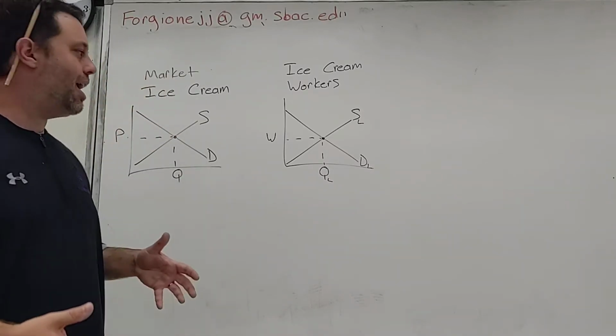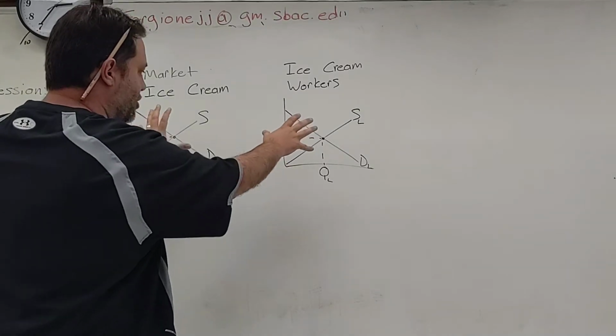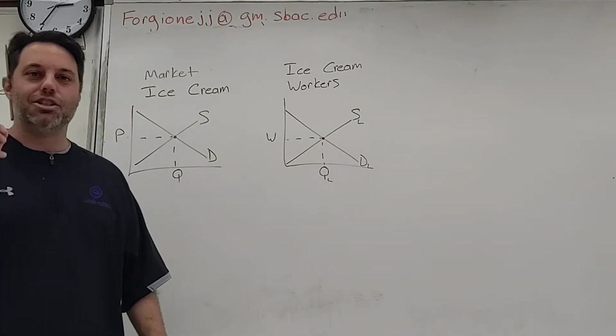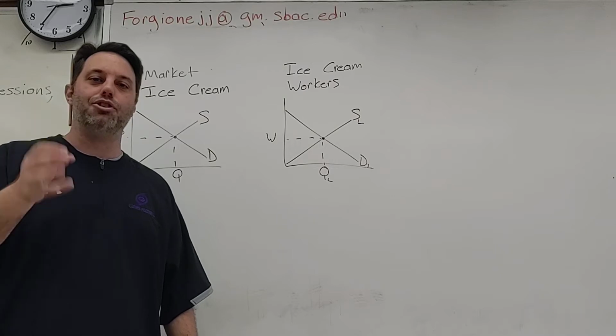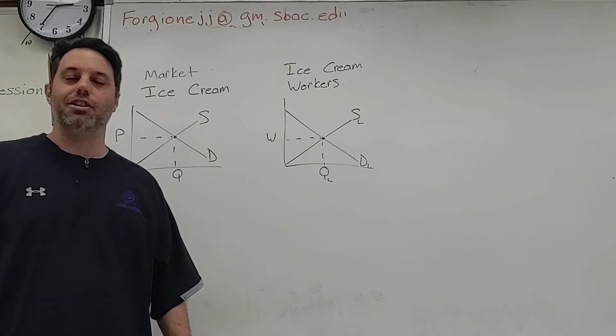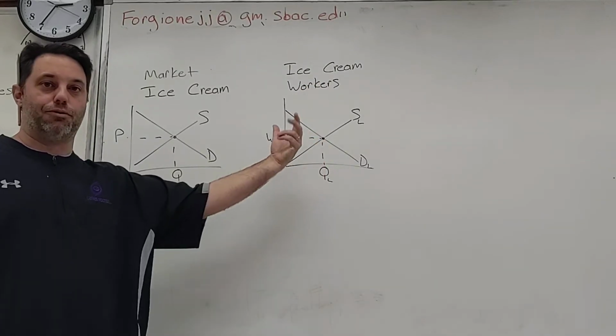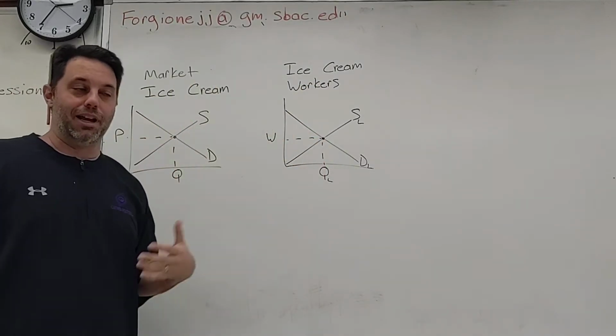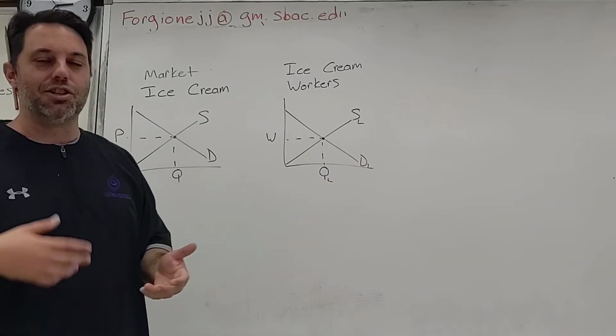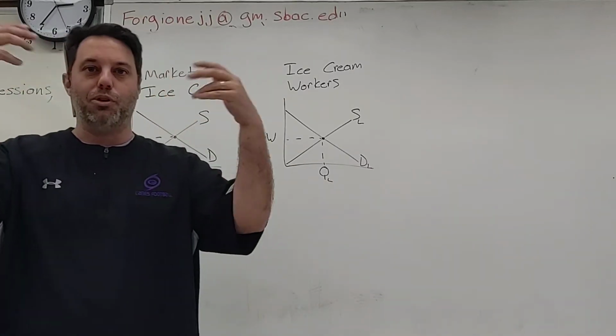Okay, so this concept that we're going to see here, these two graphs side by side, it gets to the concept of what we call derived demand. Derived demand essentially says that the demand for one thing comes from something else, okay? It's basically how we figure something out, is we derive it.